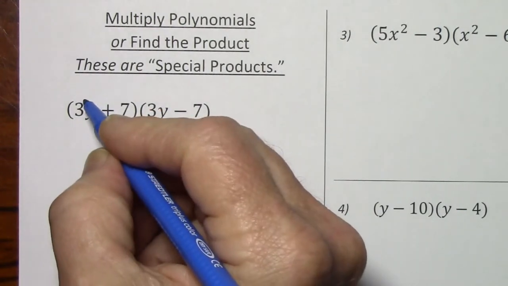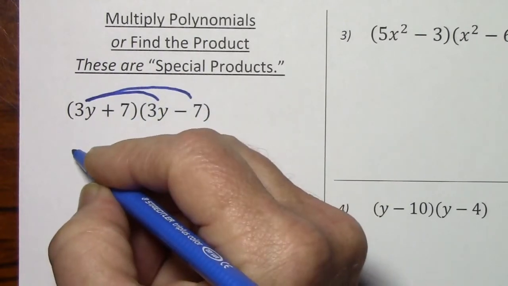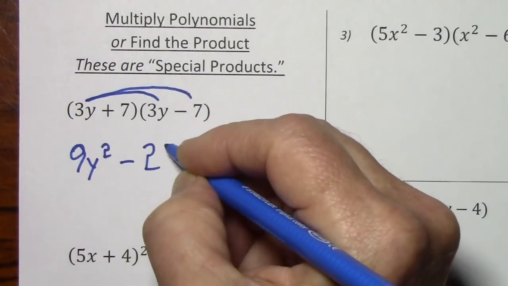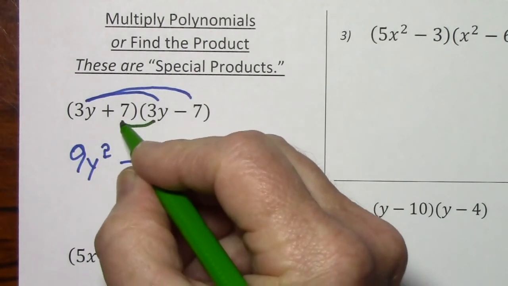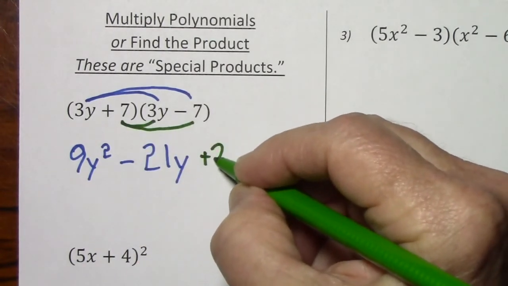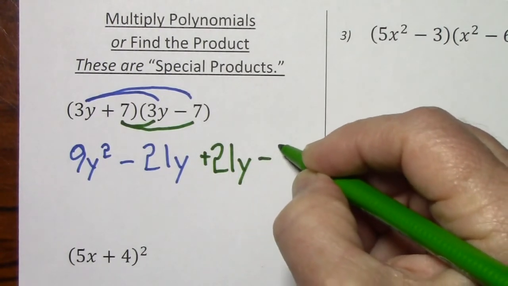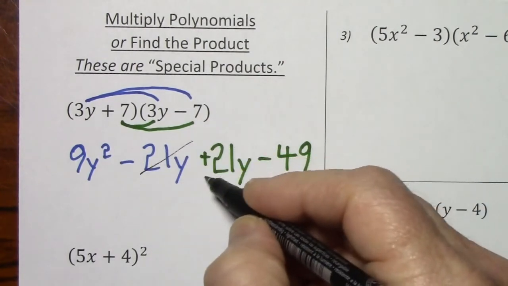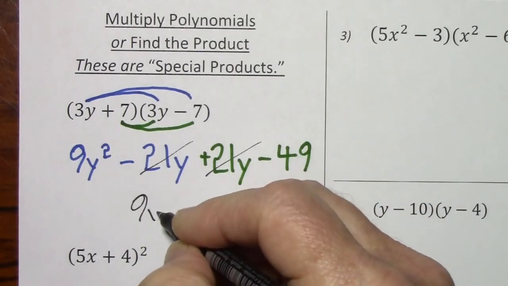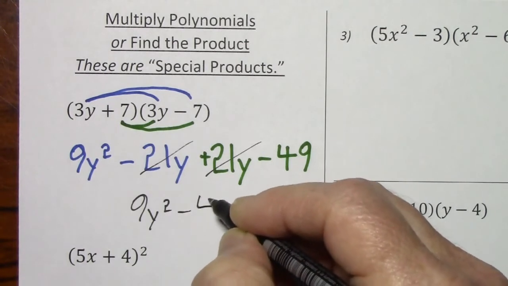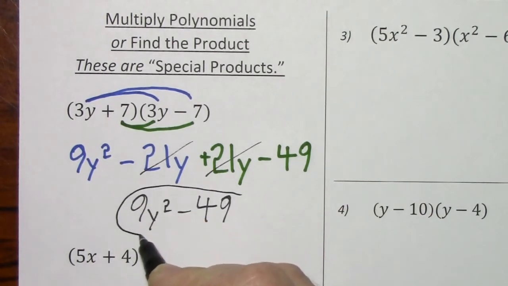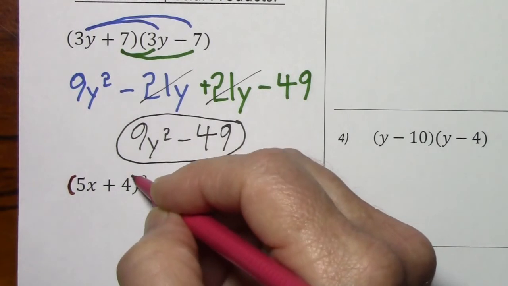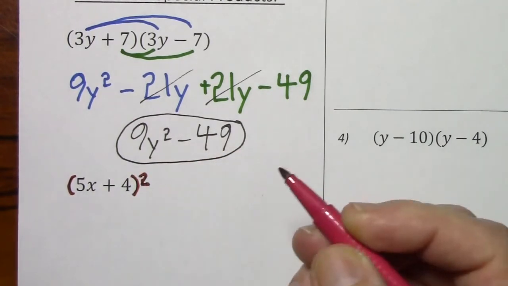First, we distribute 3y to each term. And that gives us, then we distribute our positive 7 to each term. When we combine these two middle terms, they cancel out. So we're just left with the next case here. We are going to have exactly the same thing because what's in parentheses is raised to the second power.